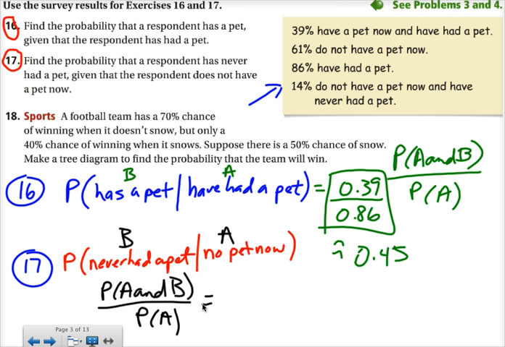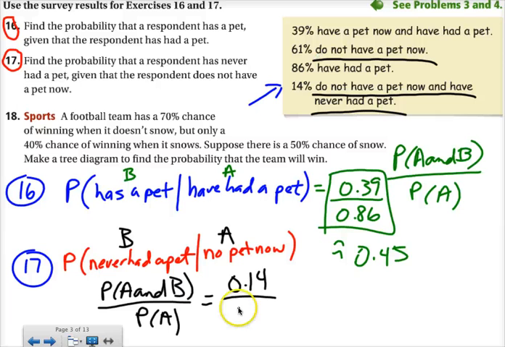And our job is to find the probability of A and B and divide that by the probability of A. So let's go find this information. The probability that they have never had a pet and they do not have a pet now. So I go up here and I realize that's right here. Don't have a pet now and never had a pet. That's the 14%, so 0.14. And we're going to need to divide that by the probability that they don't have a pet now. And I look up in the survey results and see that that is 61%, so 0.61. And again, you go ahead and punch that into your calculator, and I should definitely put approximately here, 0.23.